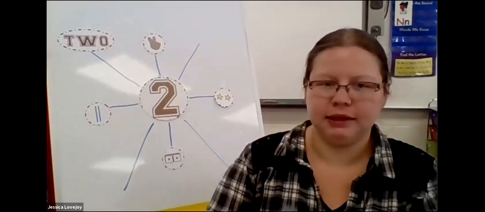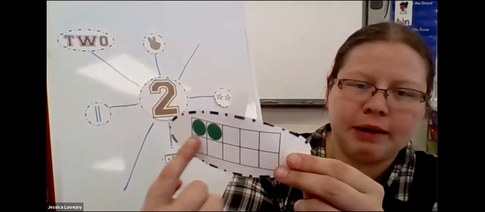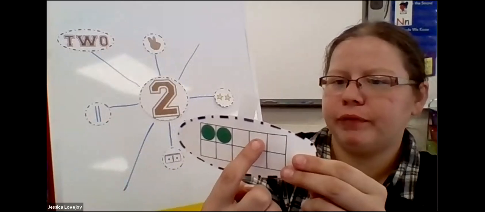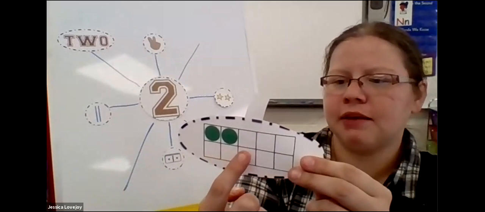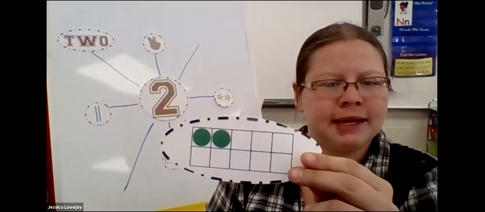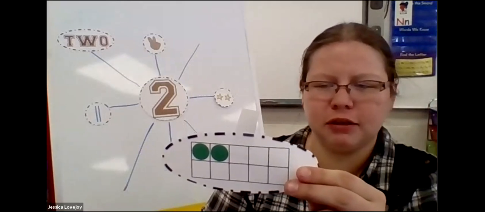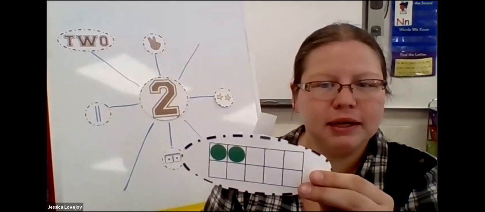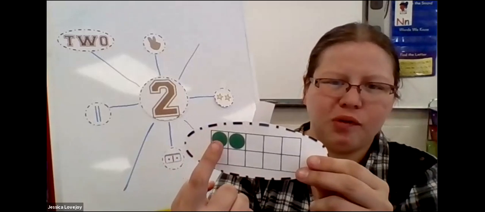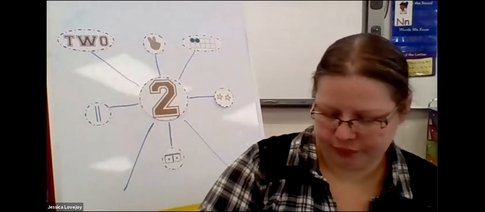Another way to show 2 is a 10 frame. A 10 frame means that it is a frame with 10 squares. So it has 1, 2, 3, 4, 5, 6, 7, 8, 9, 10. It has 10 spots. That's why we call it a 10 frame. In my 10 frame, I have 2 of these circles. Those are called counters. Counters are things that we put in our 10 frame to help us count. So we can count them. 1, 2. There's 2 in my 10 frame.